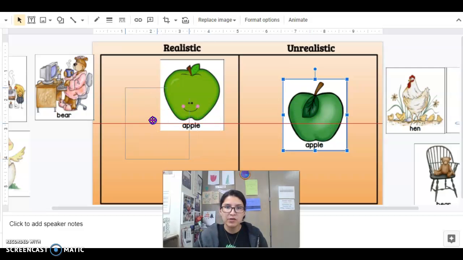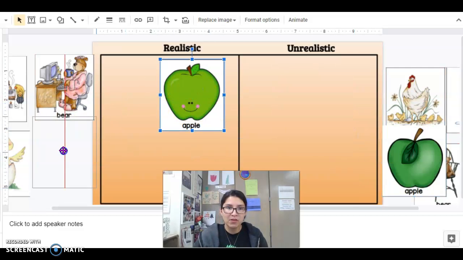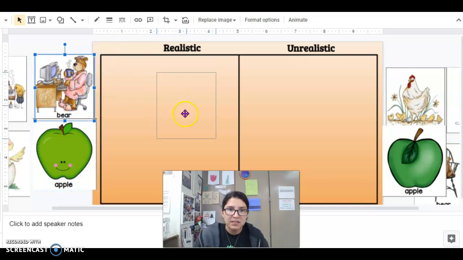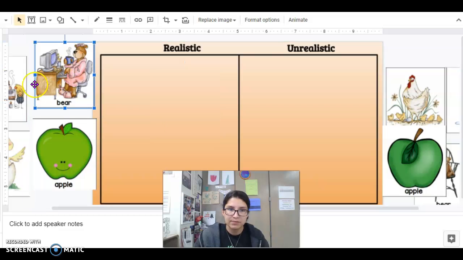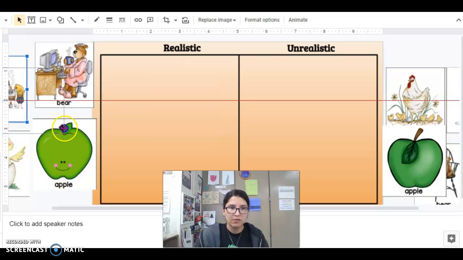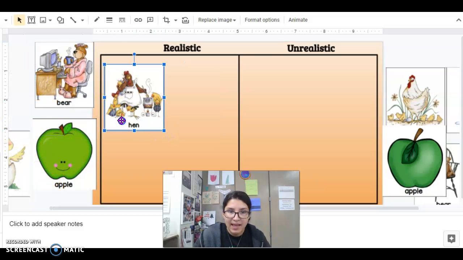Okay? So we're going to be matching these pictures where they belong. I'll go over each one. This is a bear who's drinking coffee, working at her desk. And then over here I have another picture. This is a hen who's cooking dinner for her little chicks.